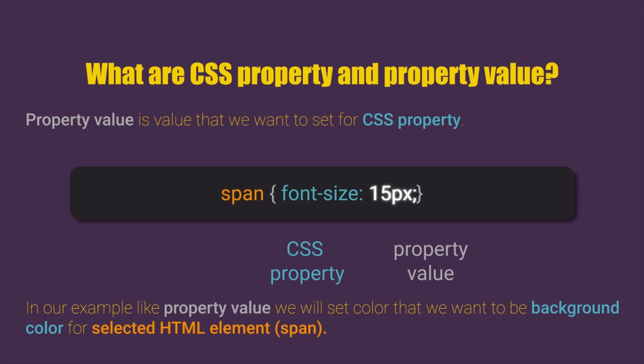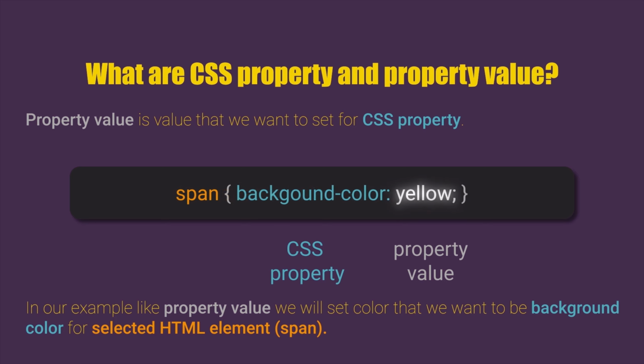So as you can see, depending on the type of CSS property, property value can be defined in different units. So for our example, where we want to set what is background color for span element, like property value, we will use color. Or in case we want to set what is font size, like property value, we will set number of pixels.